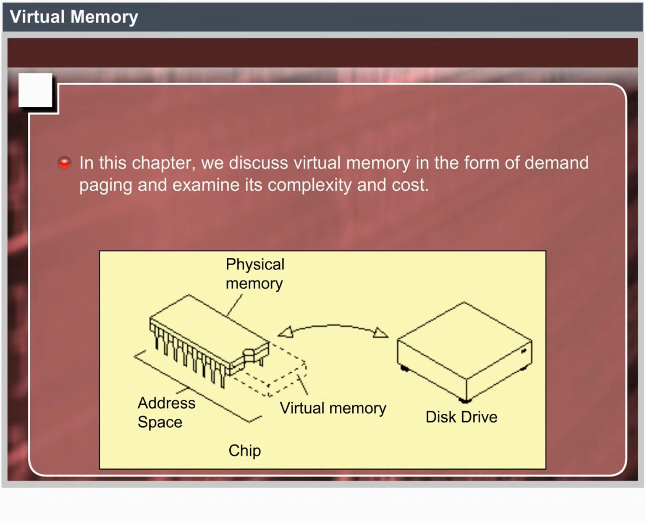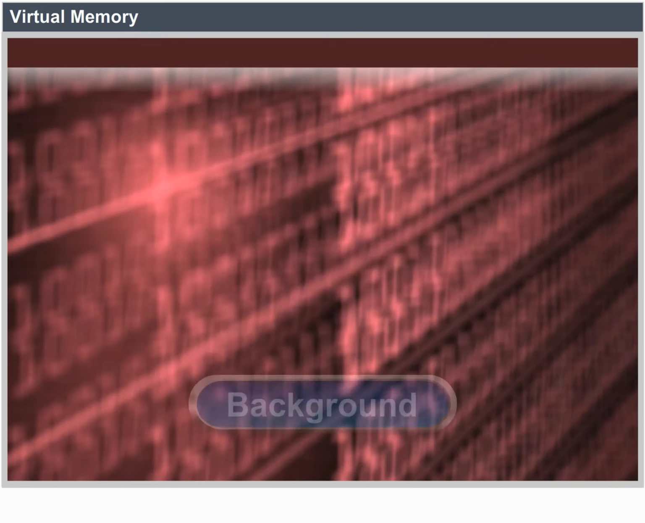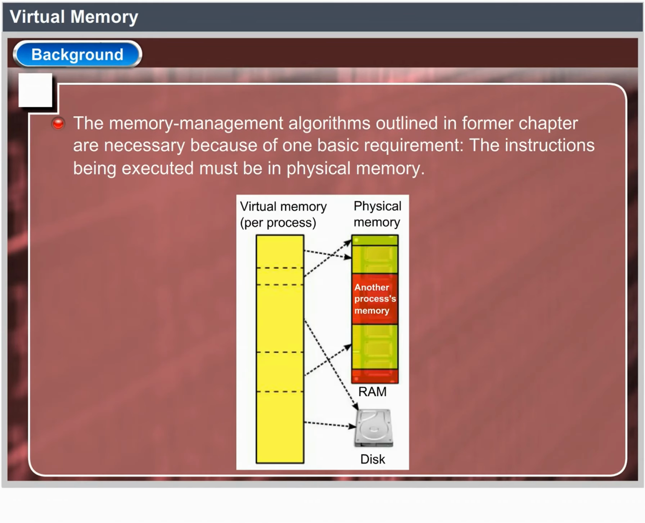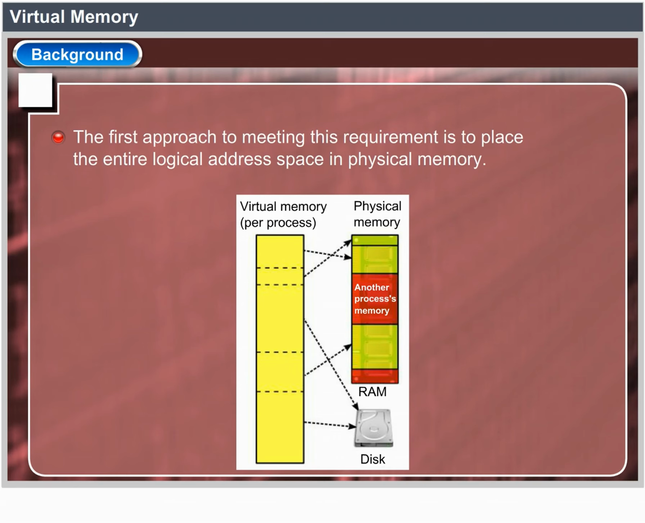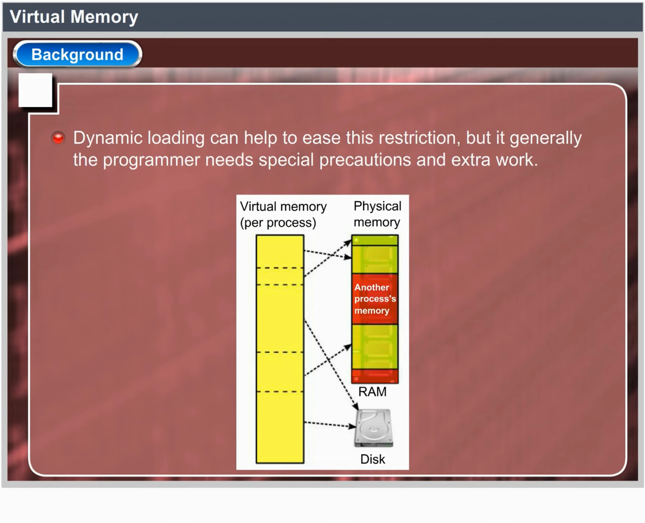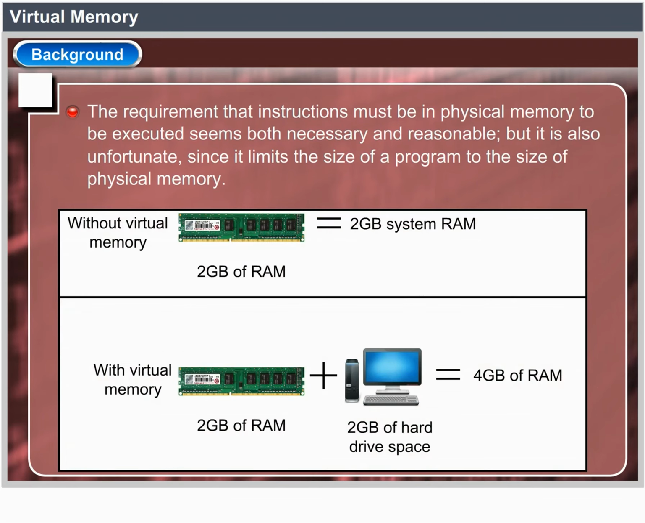Background. The memory management algorithms outlined in the previous chapter are necessary because of one basic requirement: the instructions being executed must be in physical memory. The first approach to meeting this requirement is to place the entire logical address space in physical memory. Dynamic loading can help to ease this restriction, but it generally requires special precautions and extra work by the programmer. The requirement that instructions must be in physical memory to be executed seems both necessary and reasonable, but it is also unfortunate since it limits the size of a program to the size of physical memory.